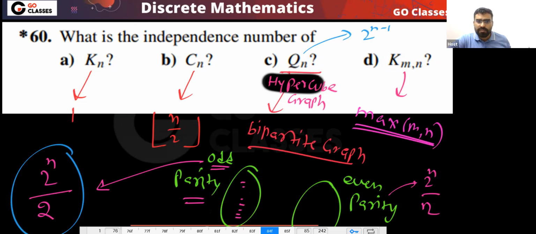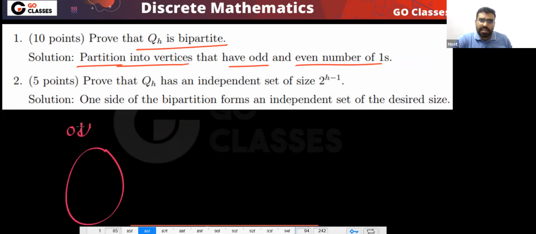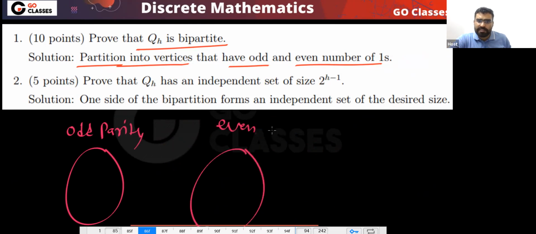Is this clear to everyone? For Qn, we already know that this Qn is bipartite. This we have already seen. The two partitions are the vertices that have odd and even number of ones, odd parity and even parity. Because it is bipartite, there will be two partitions: an odd parity partition and an even parity partition.